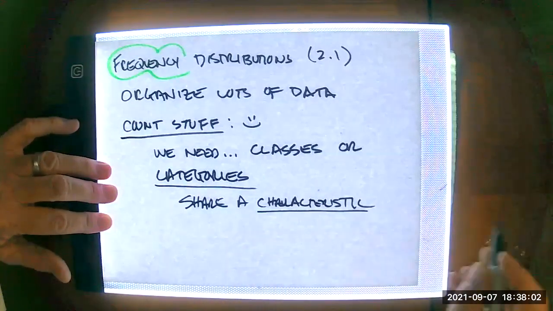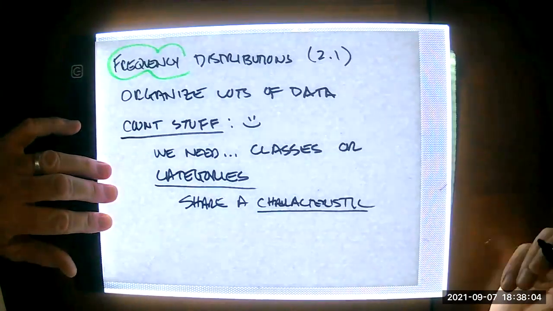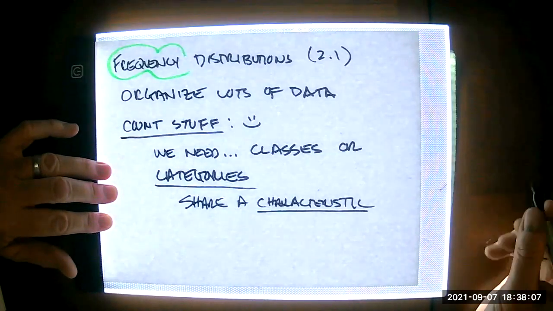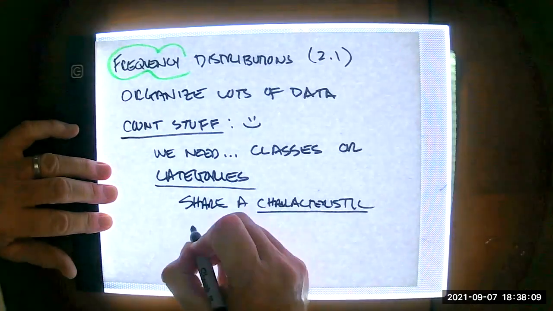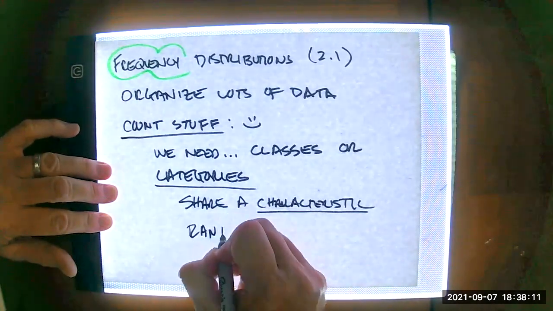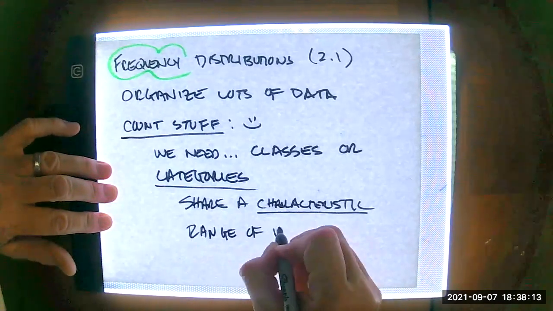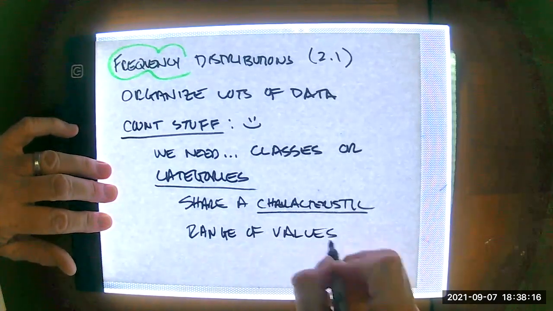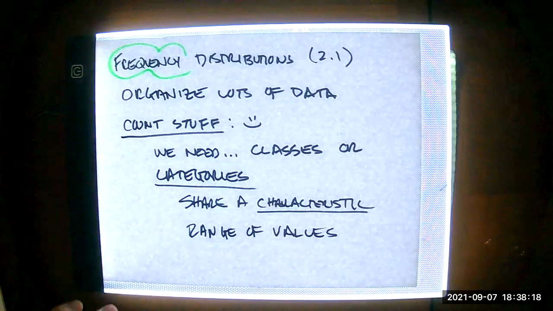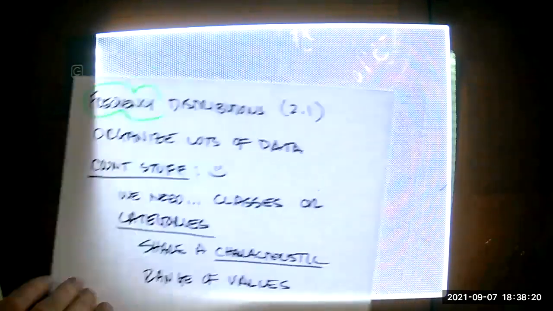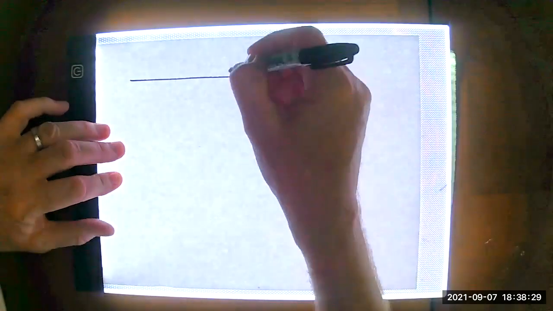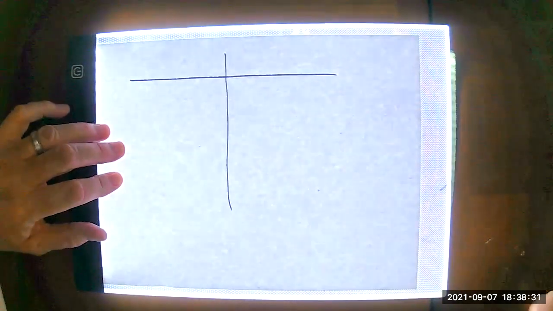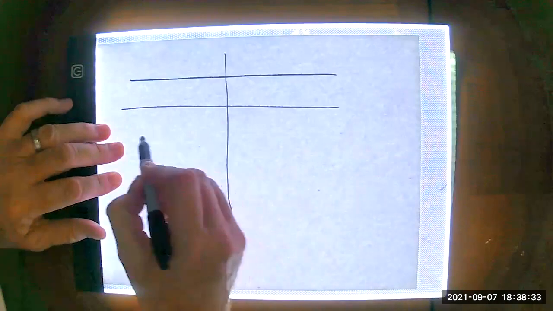And for us, this characteristic will be, in general, some sort of range of values. So that's what your frequency distribution looks like. And your generic frequency distribution will take on a structure such as this.